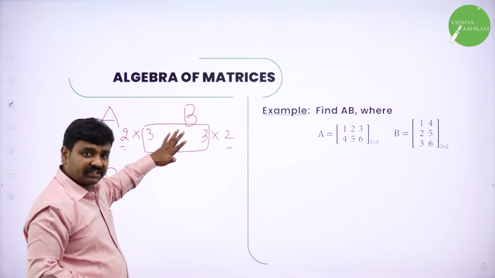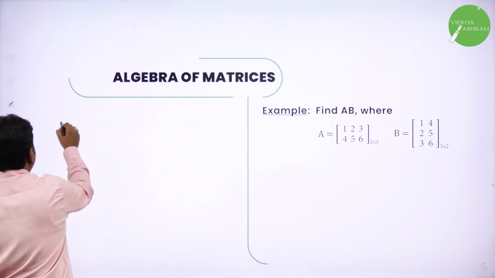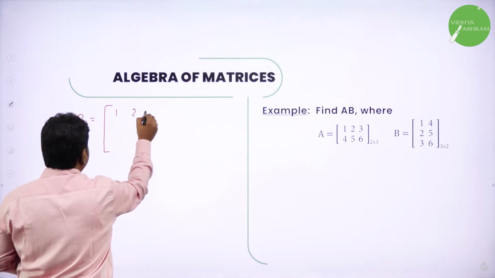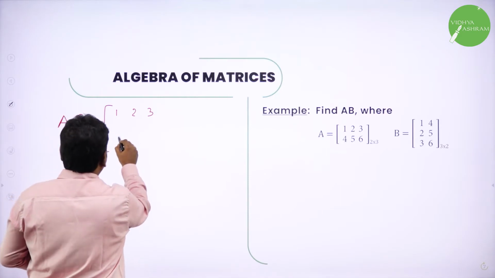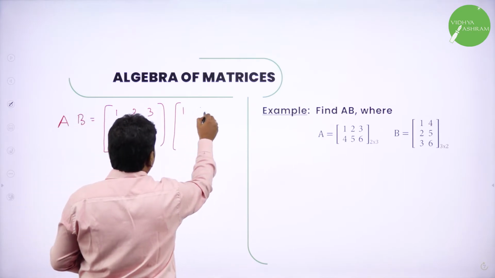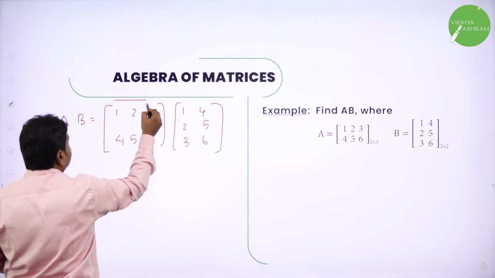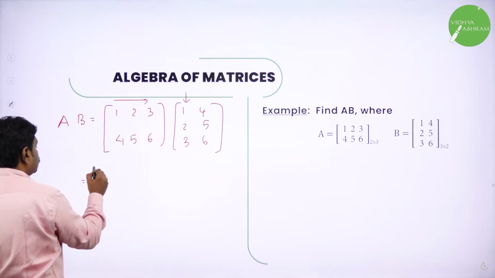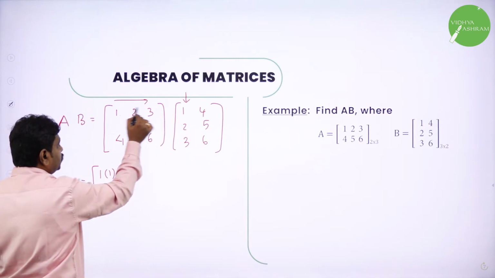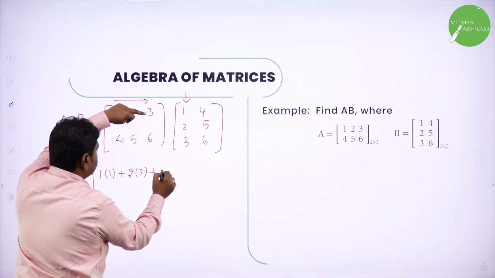So now first I decided whether we can multiply. Yes, we can multiply. Now I will multiply. How to do A into B? Matrix A is 1, 2, 3, 4, 5, 6 into B. What is B? 1, 4, 2, 5, 3, 6. How to multiply is simple. First row with first column. First row first element with first column first element, 1 into 1, plus second element into second element, plus third element into third element.